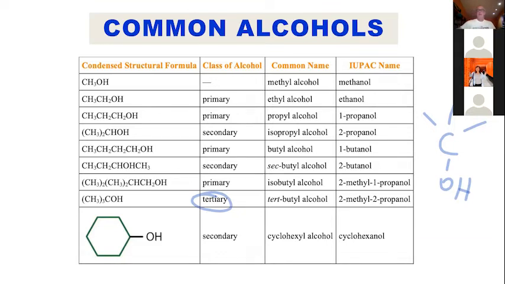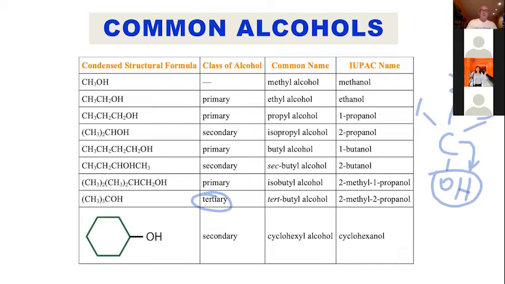So unlike amines, it's not the oxygen attached that makes it a primary, secondary, or tertiary. It's the carbon that's attached to the hydroxyl group that makes it a primary, secondary, or tertiary. So primary would have just 1 carbon attached, secondary would have 2 carbons, and then a tertiary would have 3 carbons.